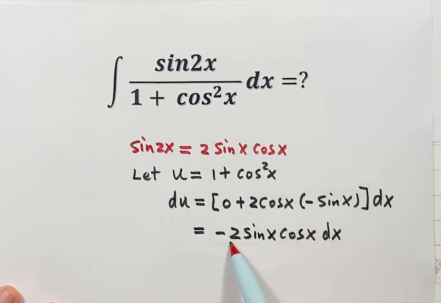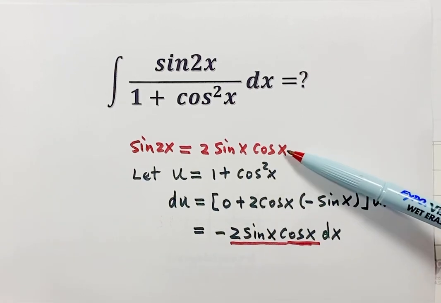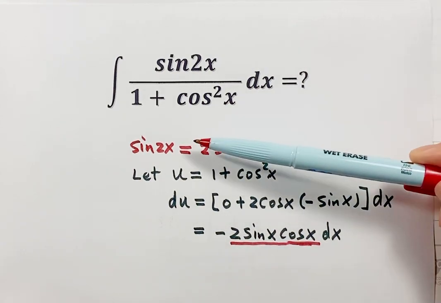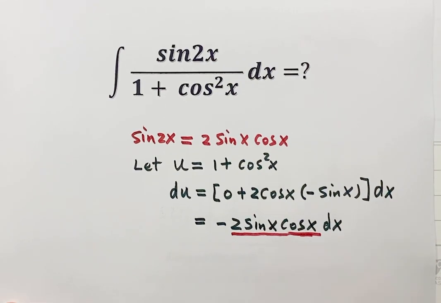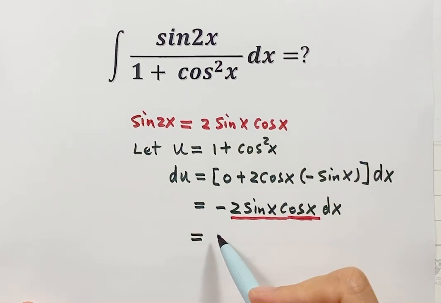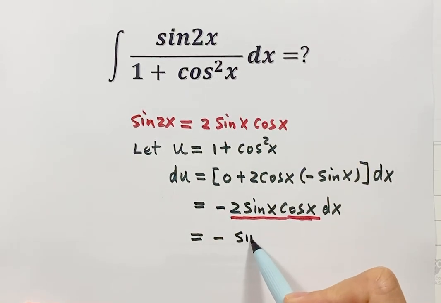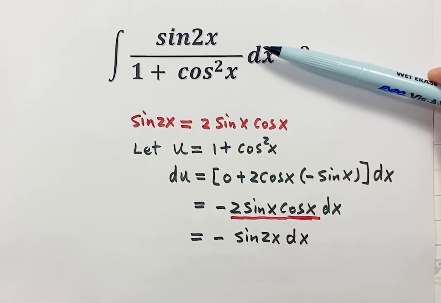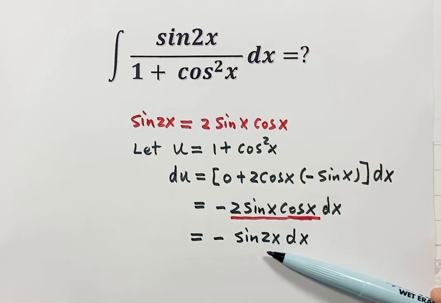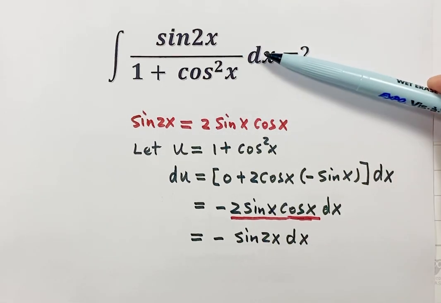Then you see here, this whole thing is exactly like the double angle formula here. So that's just sine 2x. Then here we have du equals negative sine 2x, then copy dx. Then compare this part with the numerator. Aside from negative 1, they are exactly the same.